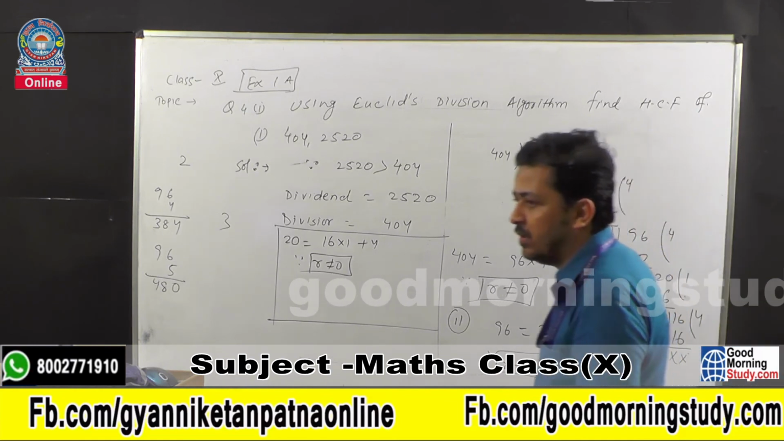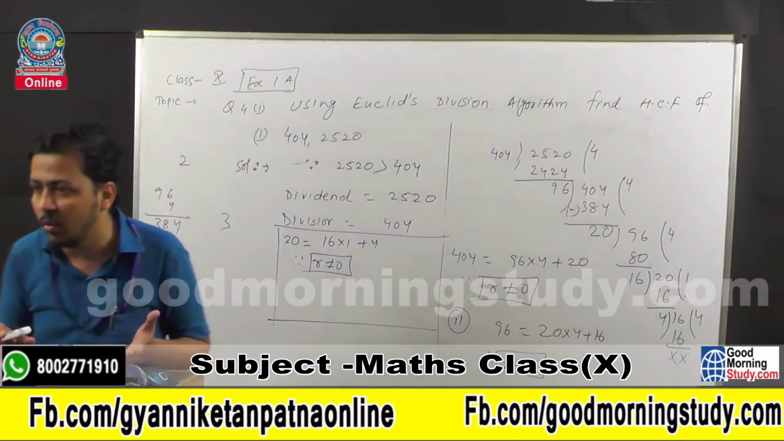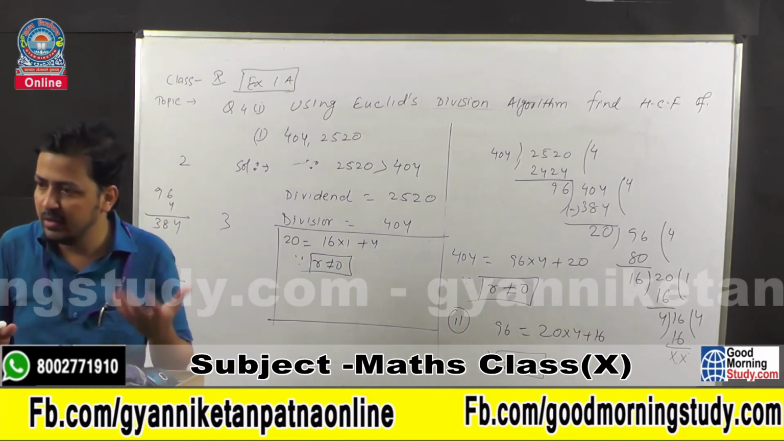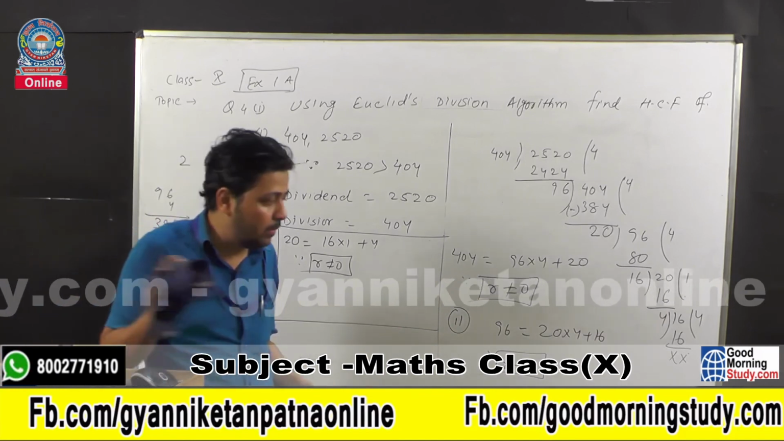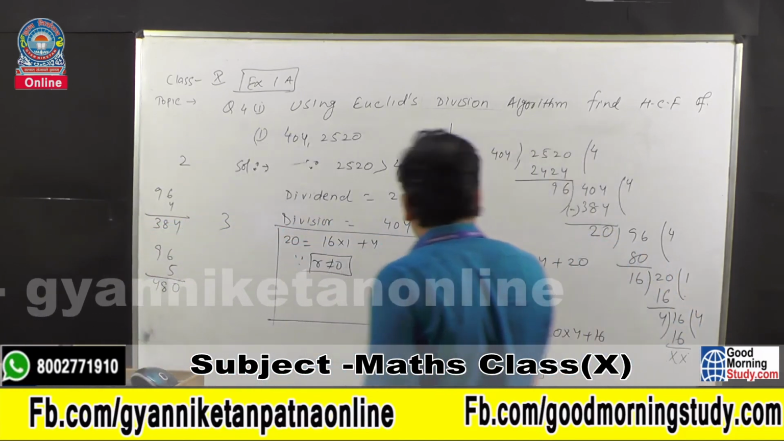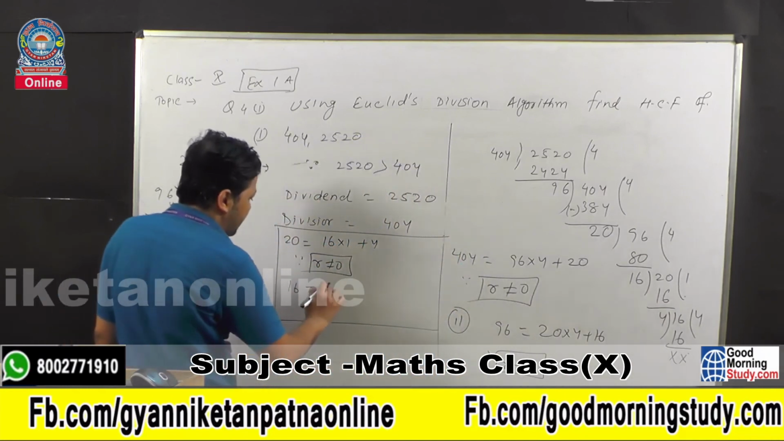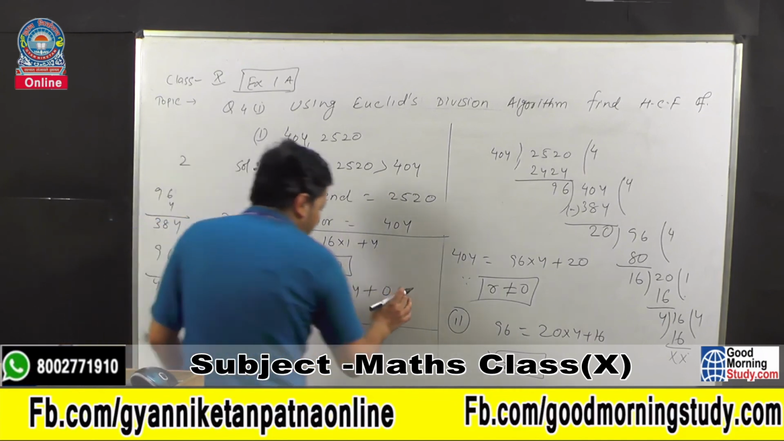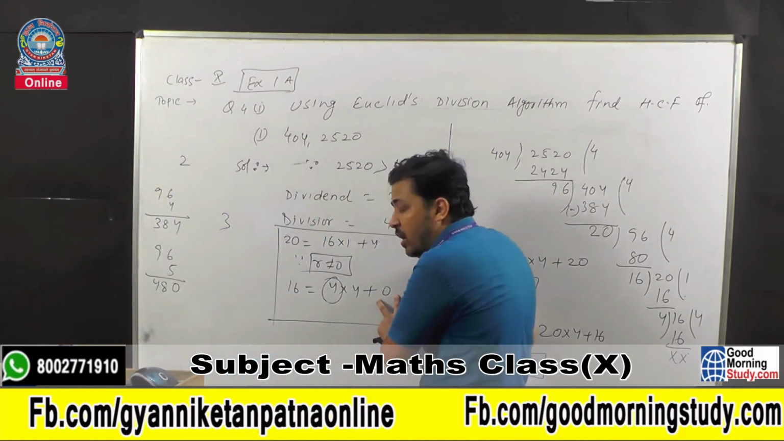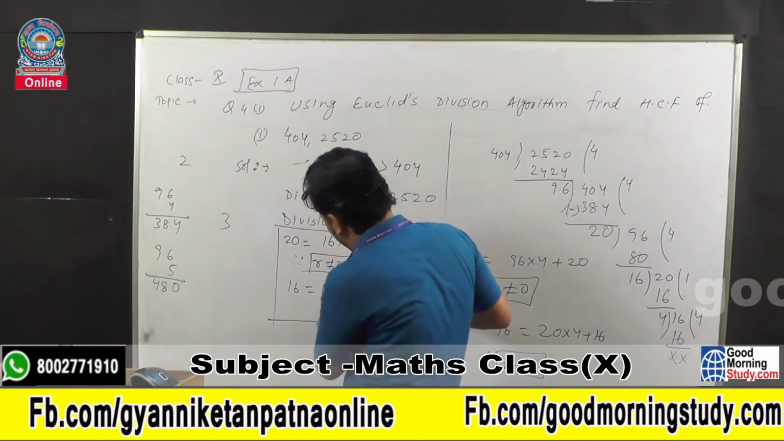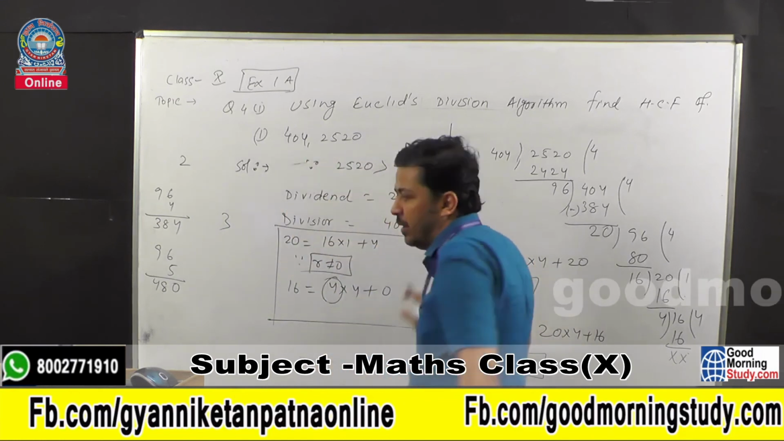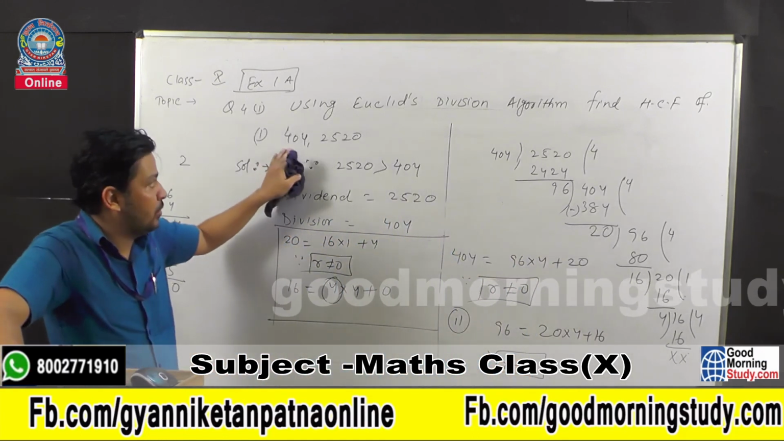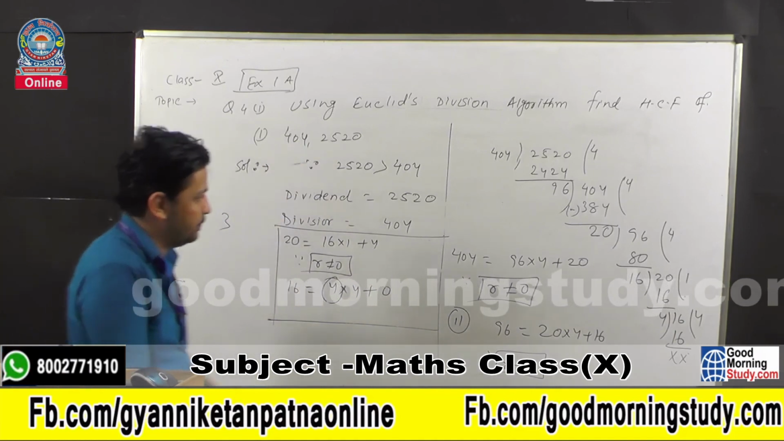Now we will stop here the division process because we got the remainder 0, and that's my objective, that remainder is 0. Now see this, you will write 16 can be written as 4 into 4 plus 0, and in that case here I have got the result 0, and that's why I can say that 4 is the HCF of 404 and 2520. 4 will be the HCF of किसका? 404 and 2520.